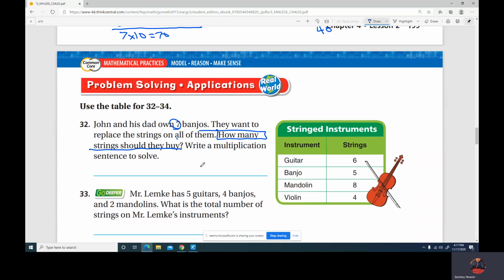We have to write the multiplication sentence. John and his dad own 7 banjos. They have 7 banjos. And how many strings are on a banjo? 5. So 7 banjos times 5. If we do the math, skip count 5 7 times, you'll get 35 strings. So they have to buy 35 strings.